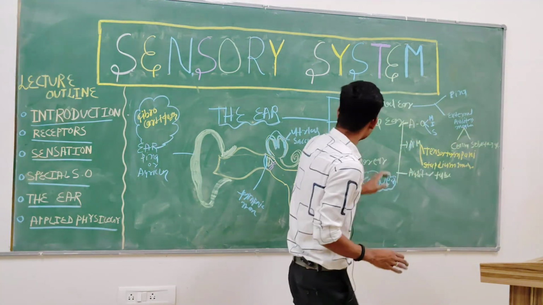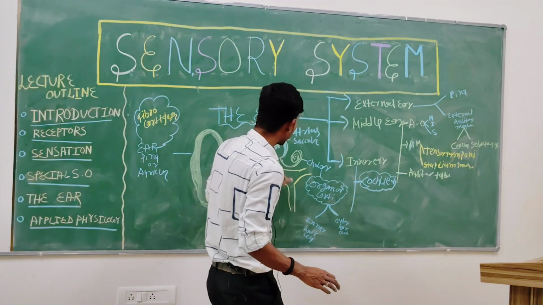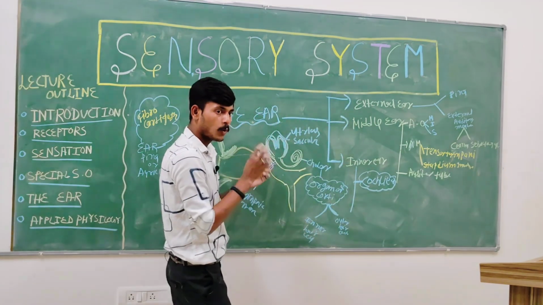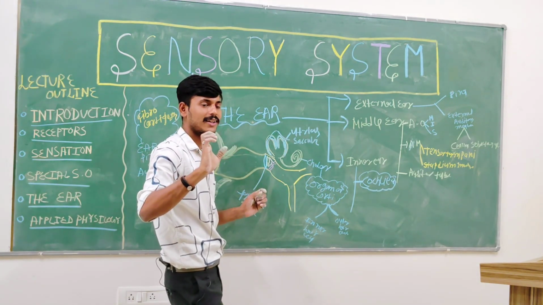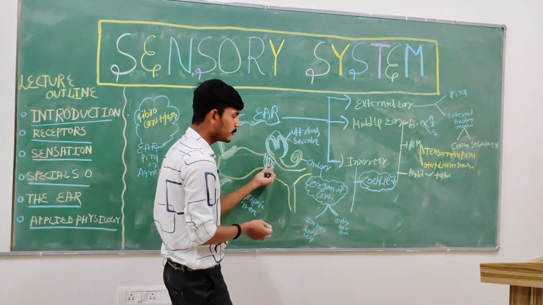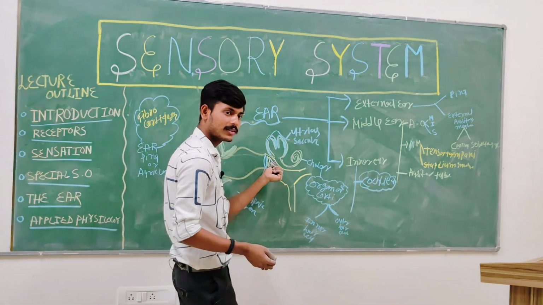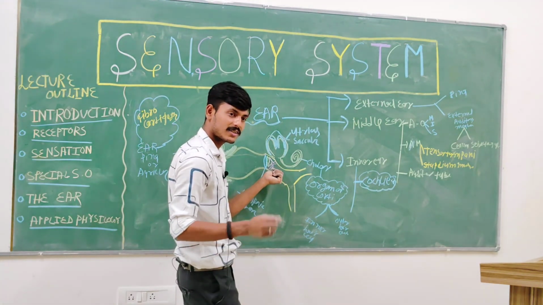okay. Now we come to the middle ear. The middle ear basically possesses three things. First are the ossicles. The bones present in the ear are called ear ossicles. The first bone is malleus. Then we have the hammer-shaped bone, incus. Then we have the stapes. Stapes is called the smallest bone.